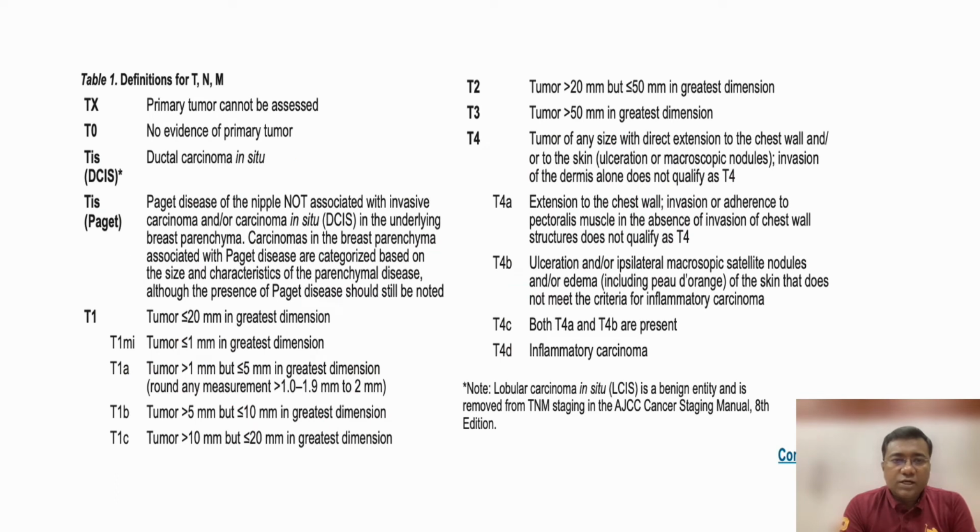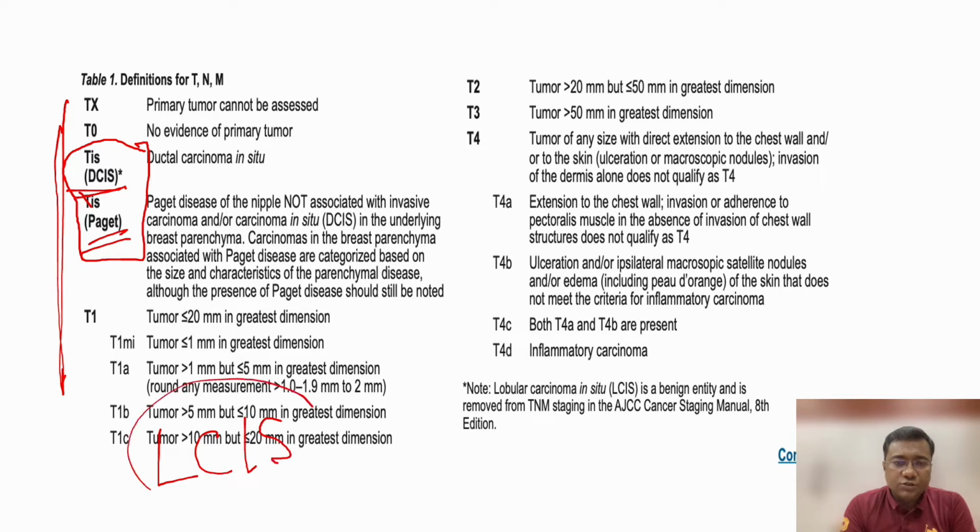Now let us look at the T staging. This T staging is very important. Two important points here: they have included carcinoma in situ, the ductal carcinoma in situ, and the Paget's disease. So remember, LCIS, lobular carcinoma in situ, is no longer a part of breast cancer. So DCIS and Paget's disease are included in carcinoma in situ, but LCIS is no longer taken as a cancer. It is taken as a pre-cancerous lesion.